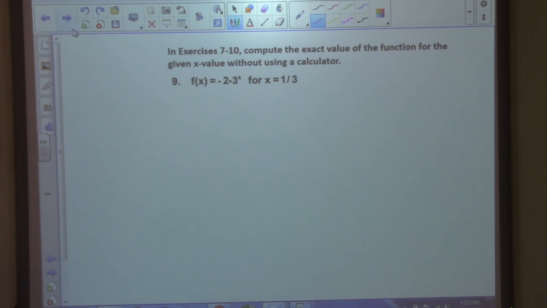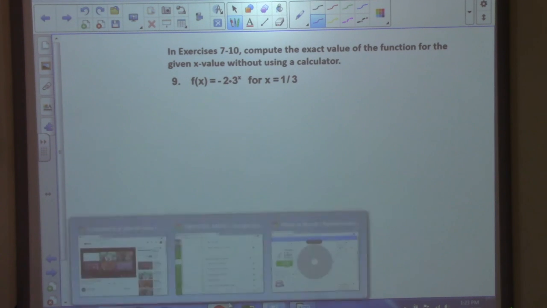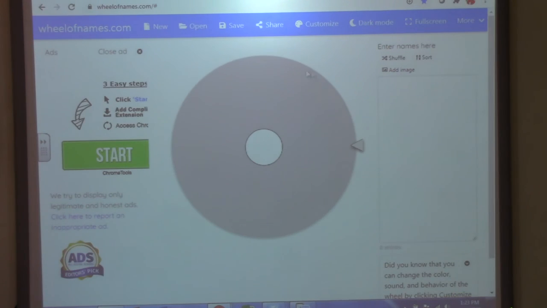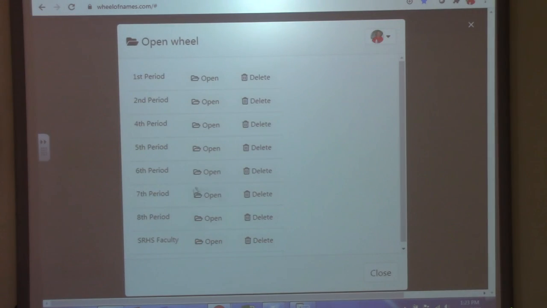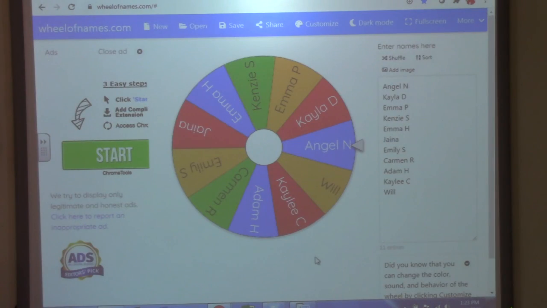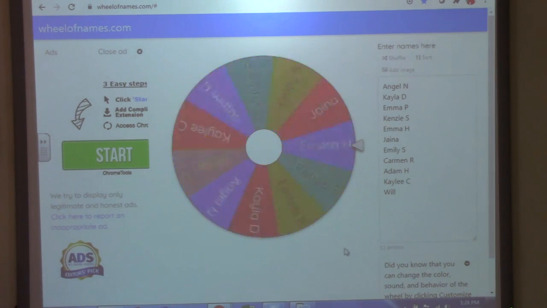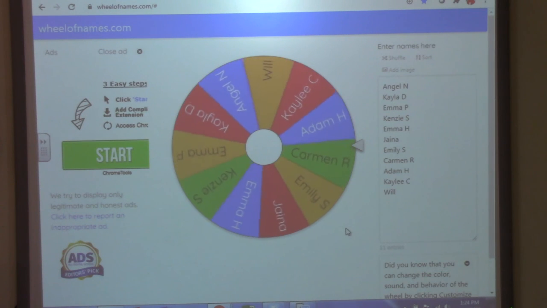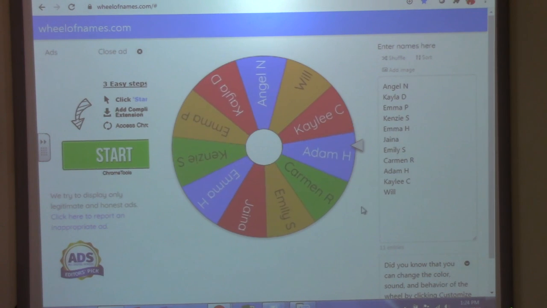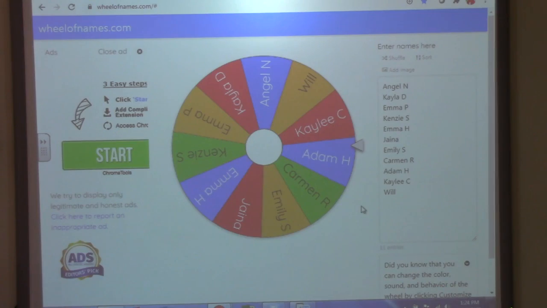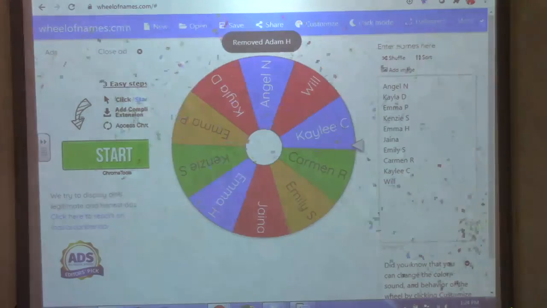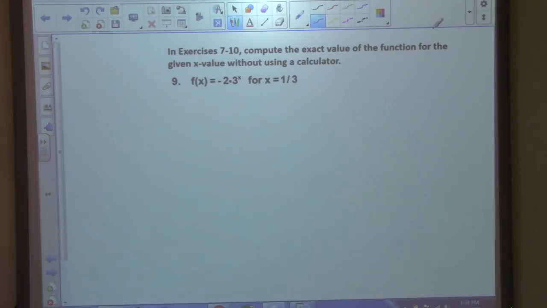Let's see what 9 and 10 are. So, we need to have a new wheel spinning here. Spin it again. No, I don't think it'll do anything. So we're just going to have to start over again. Adam, all right. Wow. All right, Adam. What'd you get for this one?